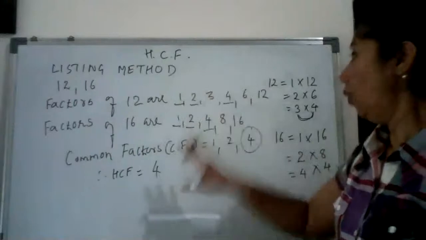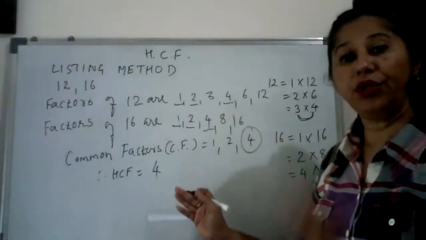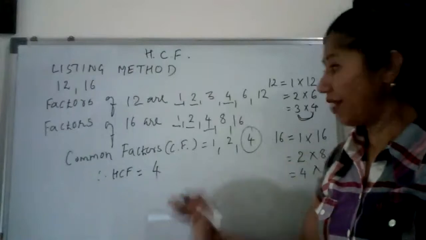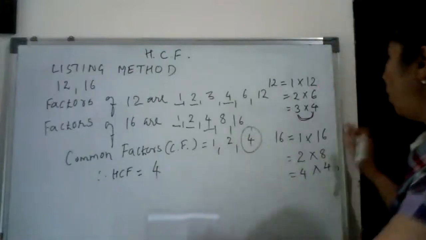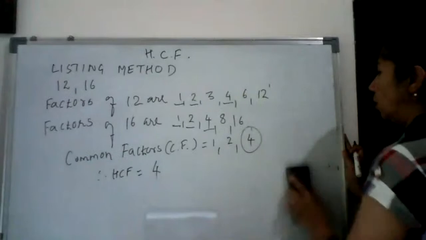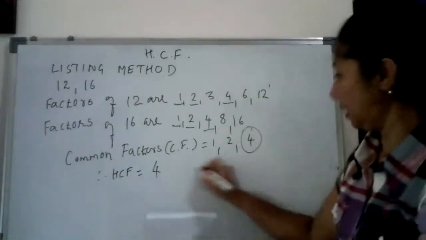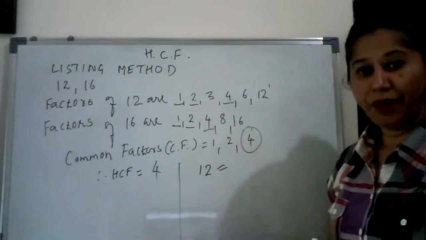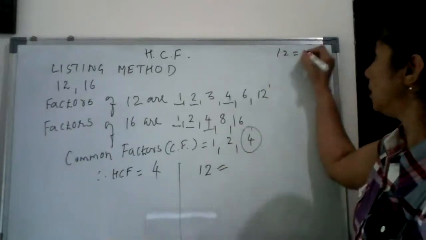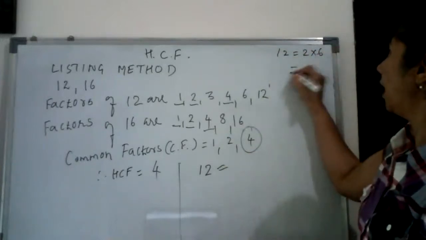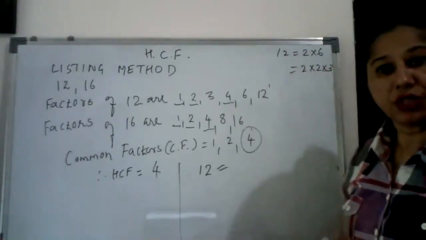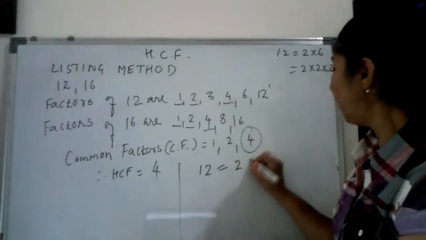Fine. Now, I'll go with another method which I told you, the prime factorization method. Right? We did prime factorization also. So now, we find out the prime factors of 12 and 16. I'll do it here. What are the prime factors of 12? Now, 12 could be written as, just now we saw, 2 sixes. And 6 can be written as 2 threes. Isn't it? So we understand that. The factors of 12.